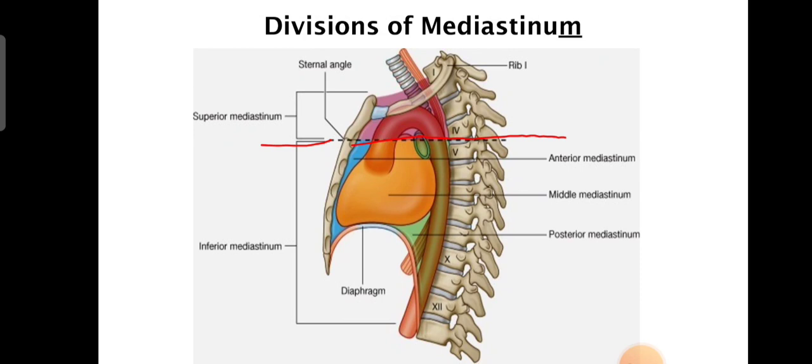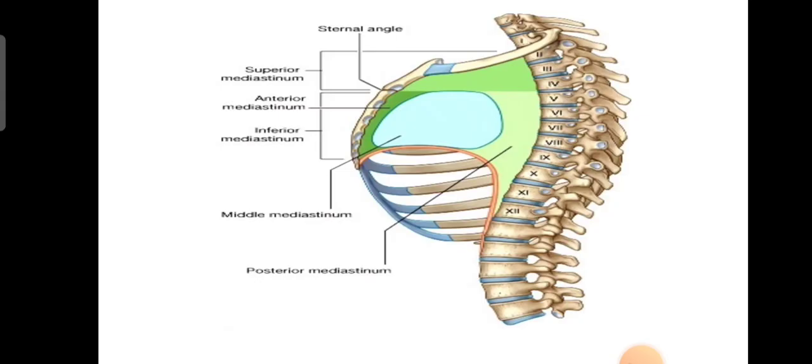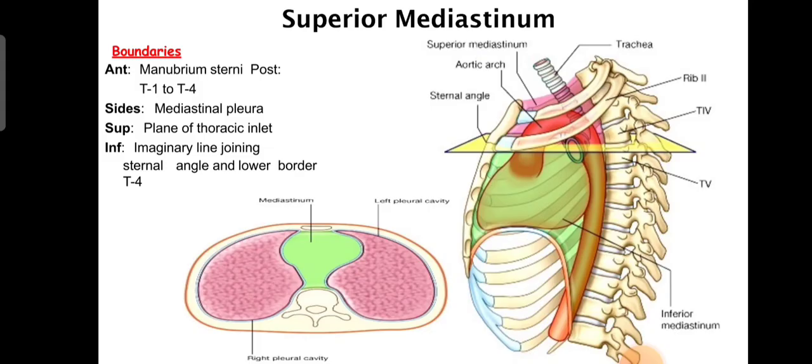Inferior mediastinum is further divided into three parts. This bluish color area is the anterior mediastinum, this orange color area is the middle mediastinum, and the green one is the posterior mediastinum. So there are three subdivisions of the inferior mediastinum. So here we can see the anterior, middle and posterior mediastinum along with the superior one. Now first we discuss the superior mediastinum.